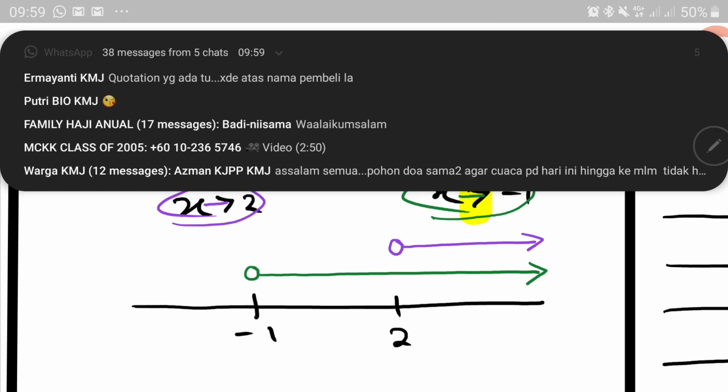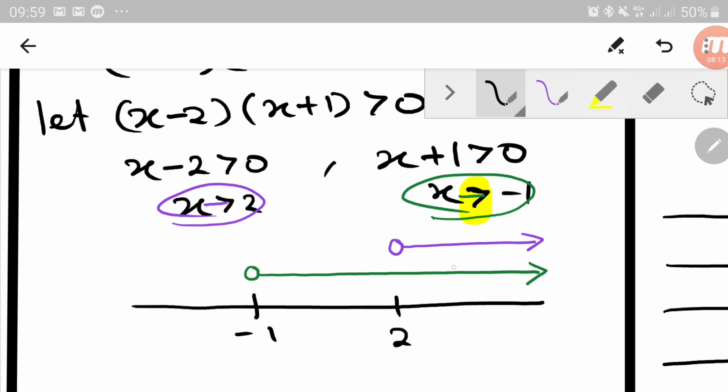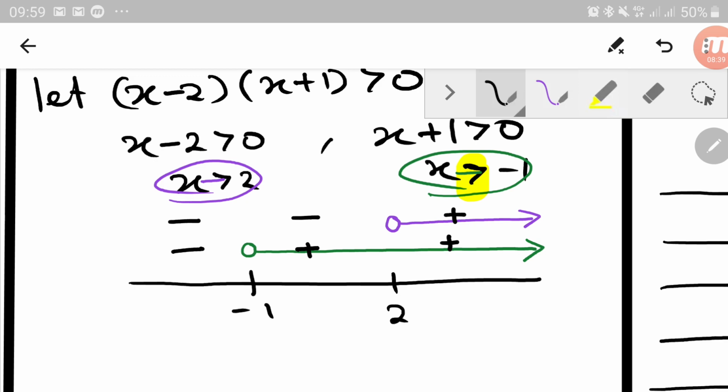What we should do next is put positive on the line. Why? Because it's a no-brainer, x greater than 2 is always positive, right? So it's a positive value. Other than the line, the values are negative. So over here is negative, over here also negative. Now the next step is that we need to combine those symbols to become one symbol.